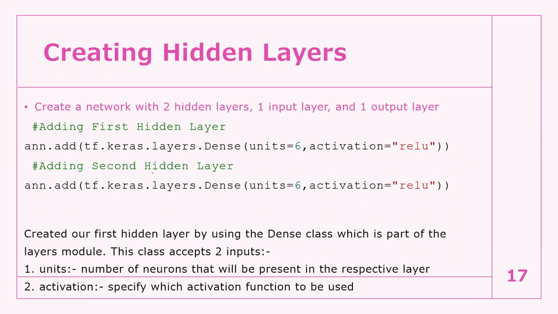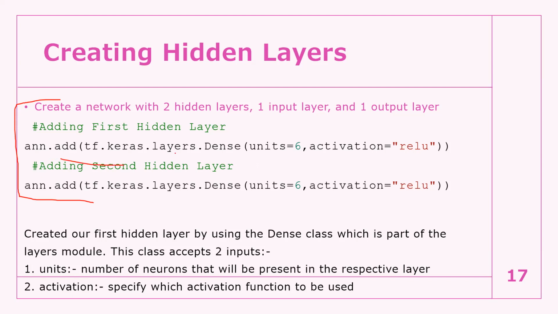Now you have to create hidden layers. So first we initialize the ANN, now we are creating hidden layers. So how many hidden layers have we created? We have created 2 hidden layers. What is the number of nodes that each of the hidden layers has? And what is the activation function? So see, we are creating 2 hidden layers.